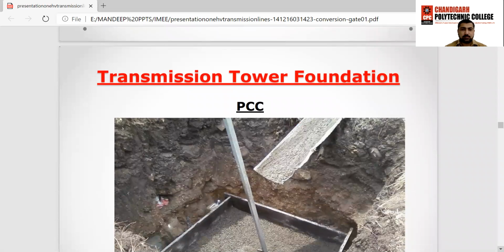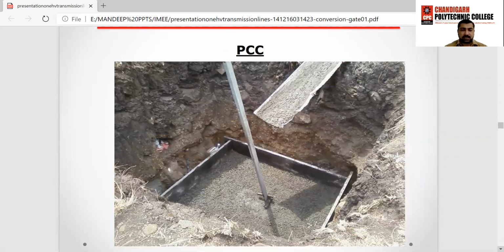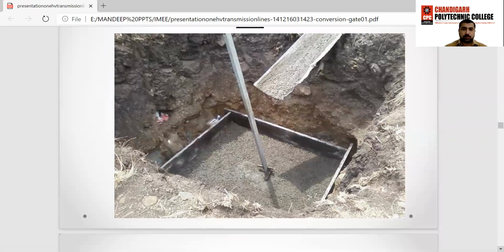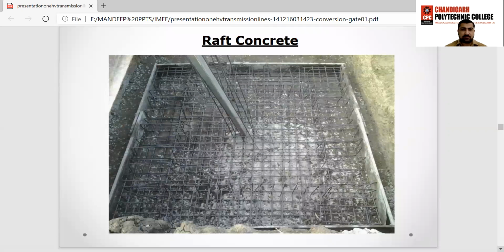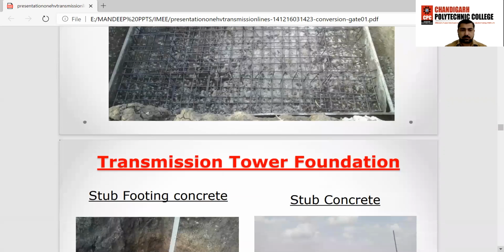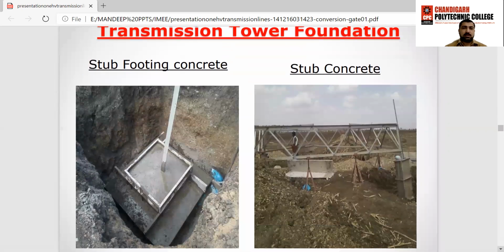The next one is PCC. After the sand leveling, the PCC concrete is put at the lower area of the stub setting. The next one is raft concrete. After that, concreting takes place and fixes the foundation or leg of the tower. Here are some pictures for stub footing concrete and stub concrete.